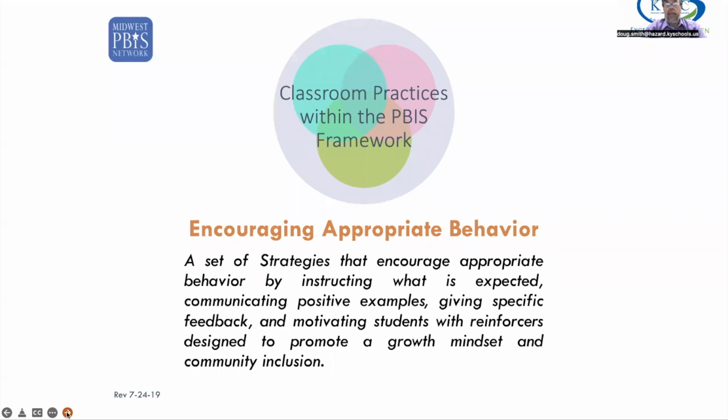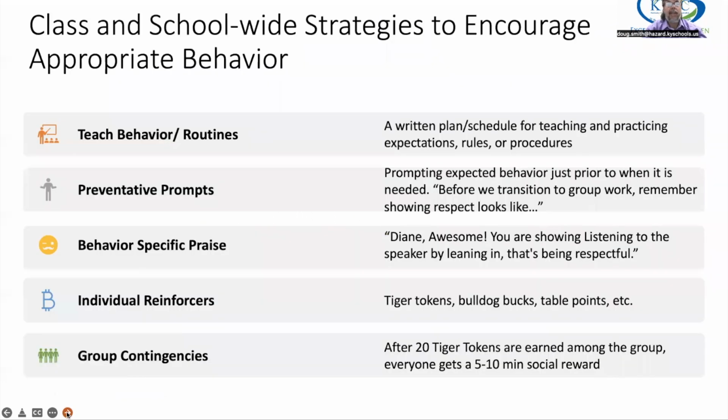Another example with this would be instructing them on what hallway procedures are, how to come into our classroom, how to go to our seat, how to turn in assignments, and things like that. One of the things you want to do is have a written plan to teach the behavior and teach the routines in your classroom. You want to provide students with preventative prompts. So you want to prompt expected behavior just prior to when it is needed.